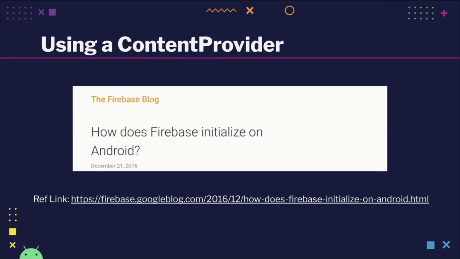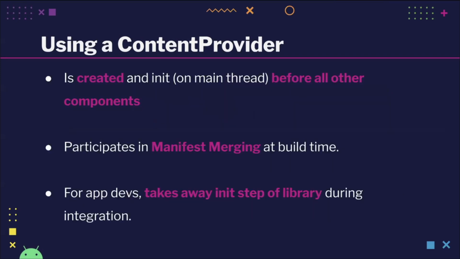Now, you must probably have read this blog post from Firebase. This was probably the first time someone was starting to write about what using a content provider means to initialize your library. They were talking about how they initialize their Android SDK. Firebase does analytics stuff, so it needs to bootstrap its SDK as soon as it can. The gist of this whole blog post was that a content provider is created and initialized on the main thread before all other components. All other components being activities, services, broadcast receivers, anything else, right?